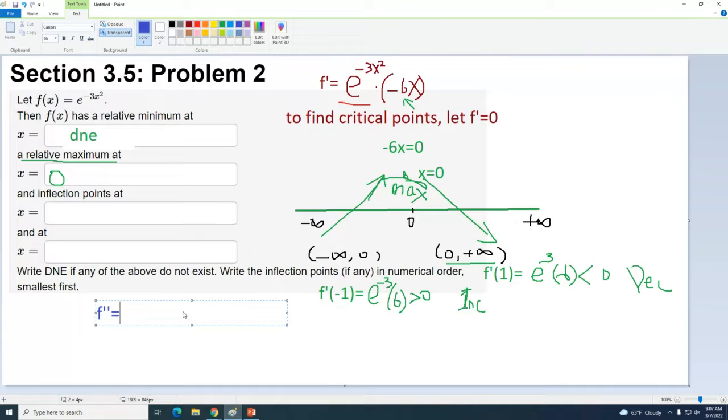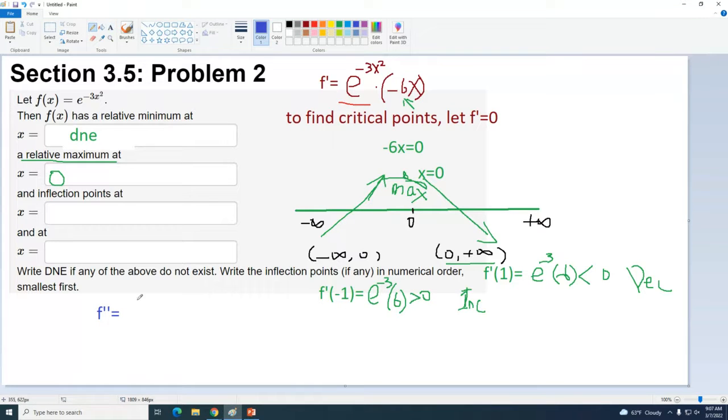Negative 3x squared times negative 6x. The second derivative is the derivative of the first derivative. The first derivative is the multiplication, so for the second derivative we have the product rule. Because you get an x there, you got x there, it's a multiplication of two functions that have x, so we need to do the product rule. So let's do product rule. We're gonna keep the e to the negative 3x squared and find the derivative of negative 6x, which is negative 6, right? That's the first product.